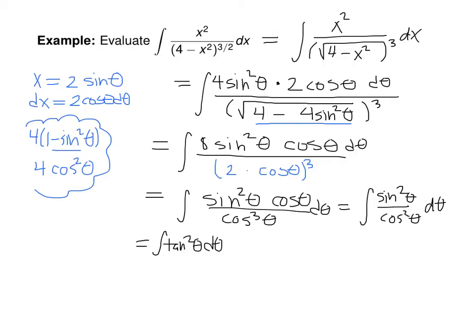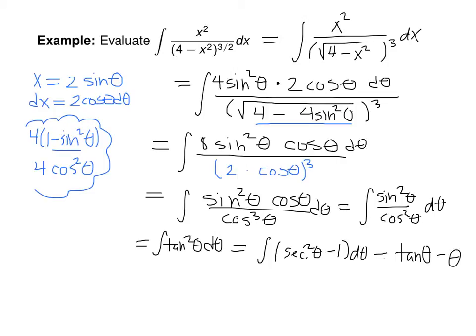And you don't have a formula for tangent squared, but you can change it into secant squareds using your trig identities. Tangent squared theta is the same thing as secant squared theta minus 1, and that will antidifferentiate into tan theta minus theta plus c.